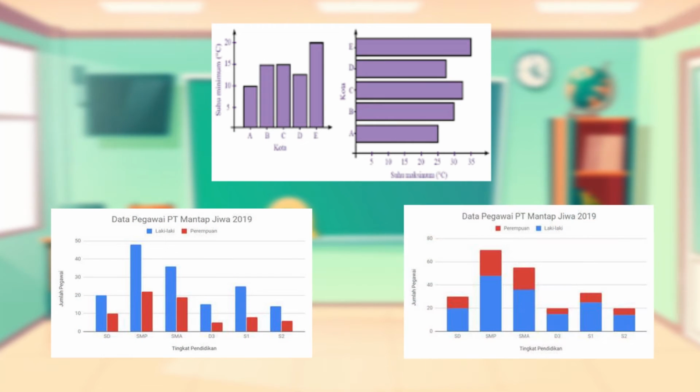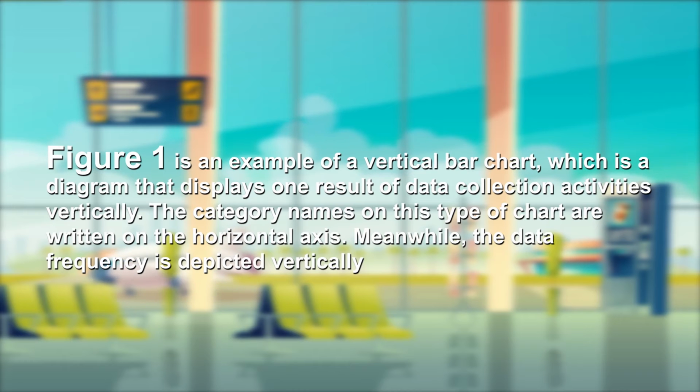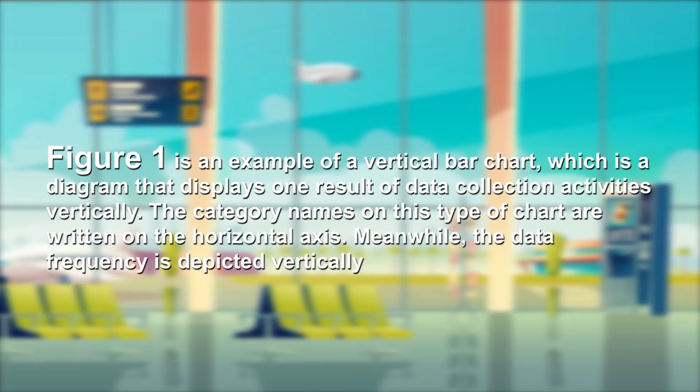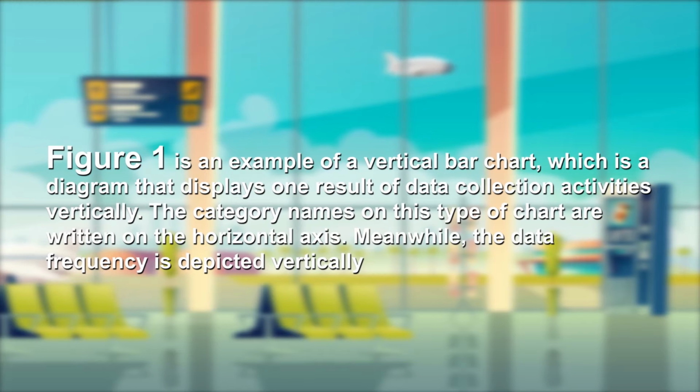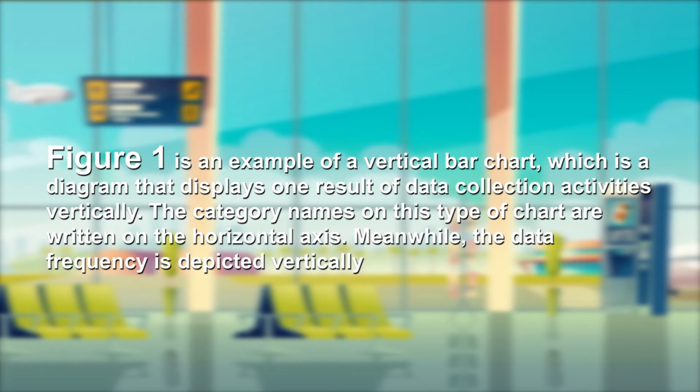As you can see from the picture that we saw before, figure 1 is an example of a vertical bar chart, which is a diagram that displays the results of data collection activities vertically. The category names on this type of chart are written on the horizontal axis. Meanwhile, the data frequency is depicted vertically.